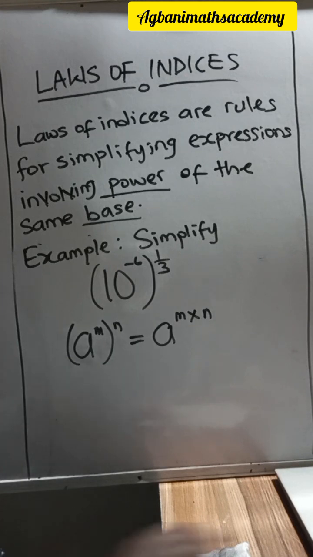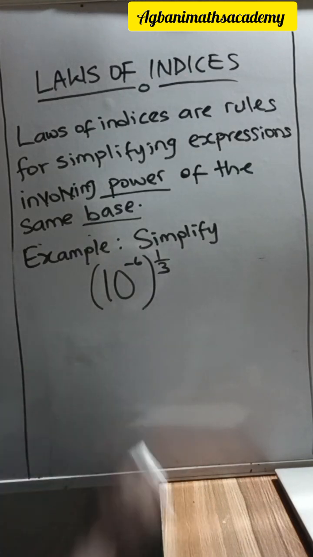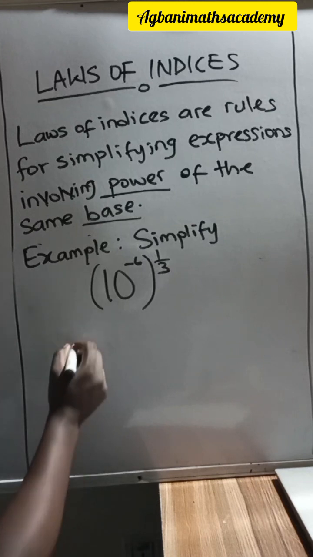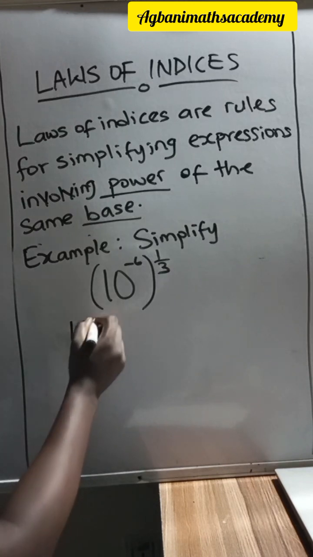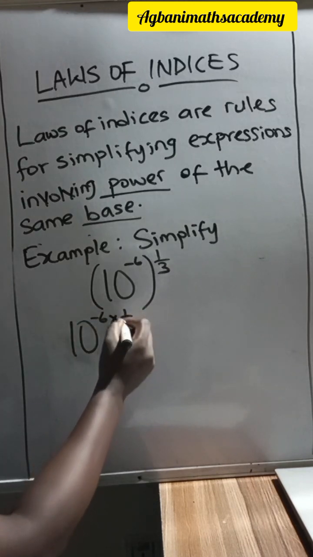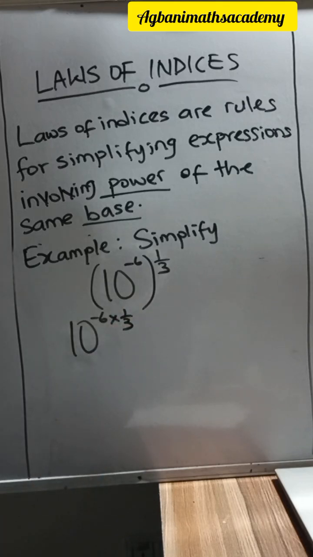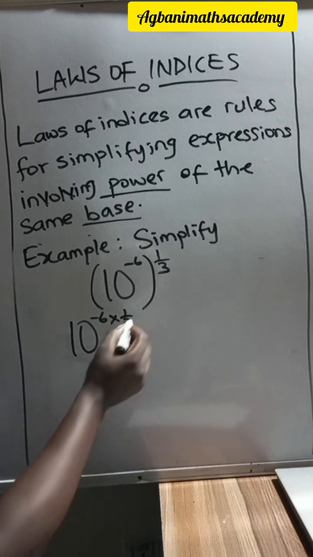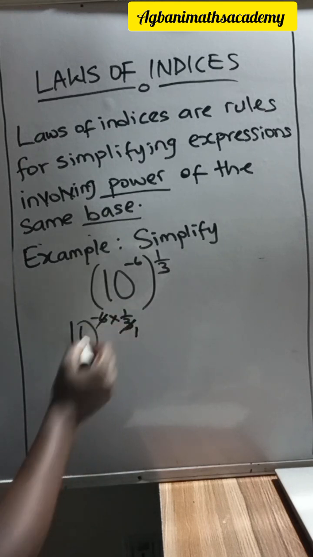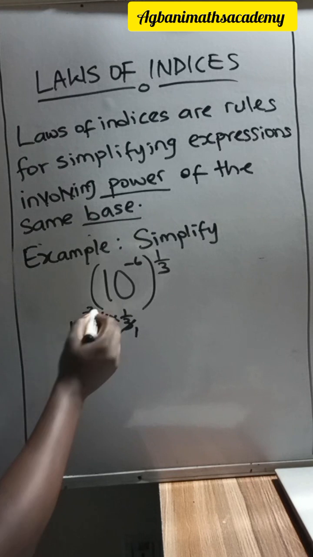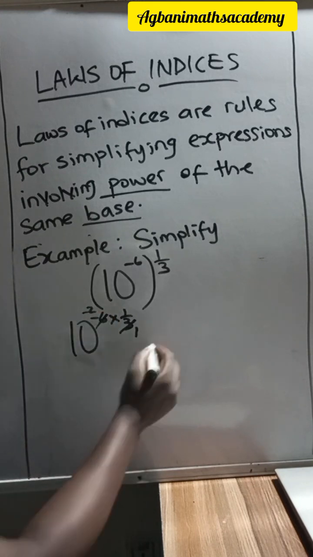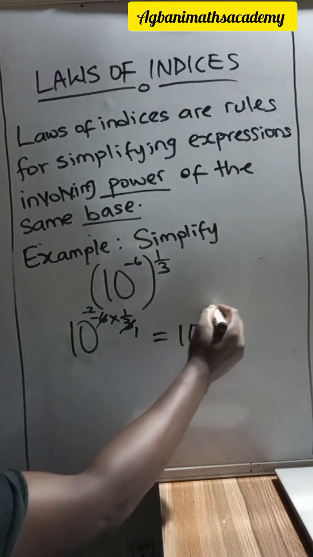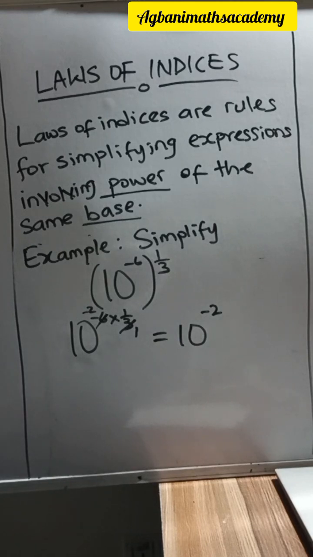So let's apply it to this question that we have. This is going to be 10 to the power of minus 6 multiplied by 1 all over 3. Okay? So negative 6 multiplied by 1 all over 3. The 3 will cancel out the negative 6. We have minus 2. So this is going to be 10 to the power of minus 2. Okay? So we have applied the law of bracket to this question.